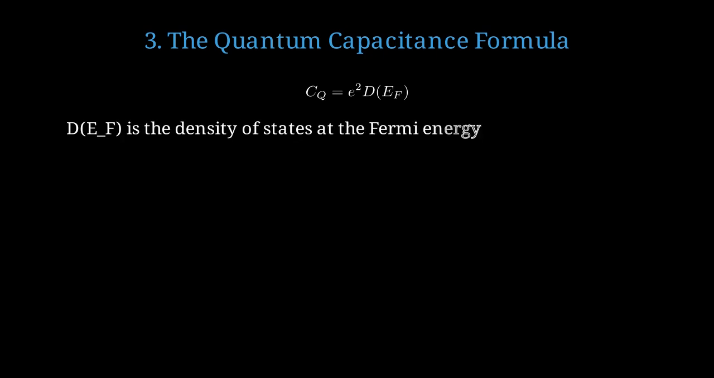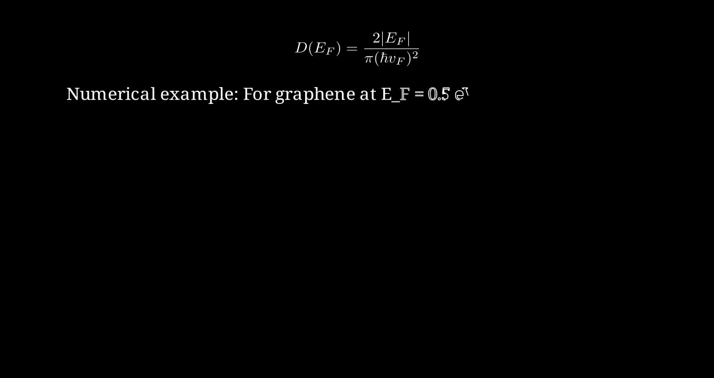Here, D of EF represents how many electronic states are available at the Fermi energy per unit area. For graphene specifically, the density of states equals 2 times absolute Fermi energy divided by pi times h bar Vf squared, where Vf is the Fermi velocity. Let's calculate a real example. For graphene with Fermi energy of 0.5 electron volts, the Fermi velocity in graphene is approximately 10 to the 6th meters per second, about 1/300th the speed of light.